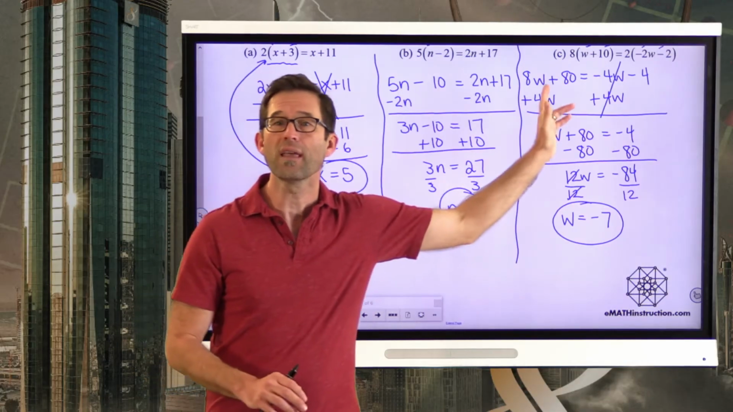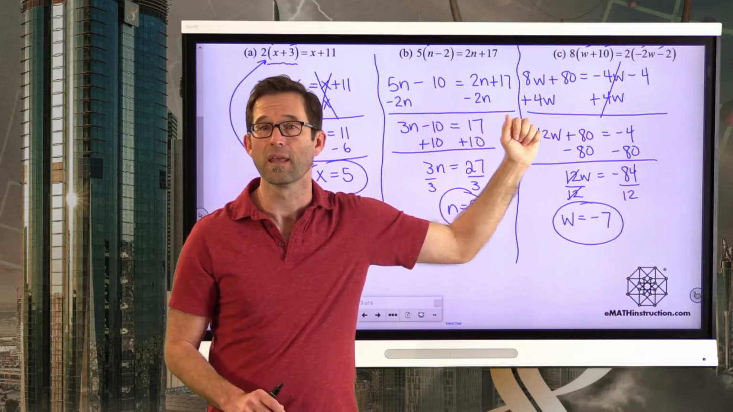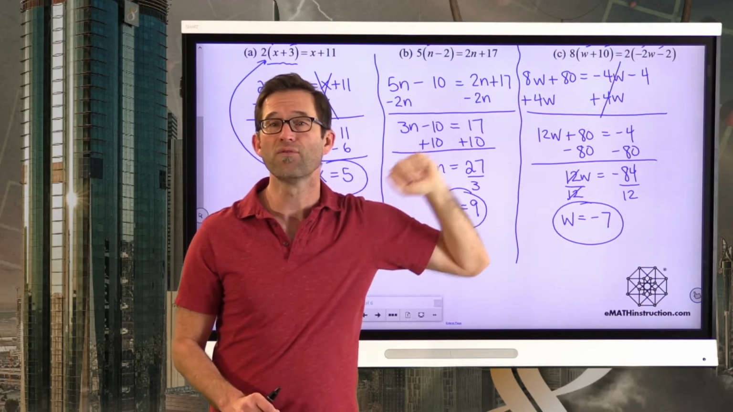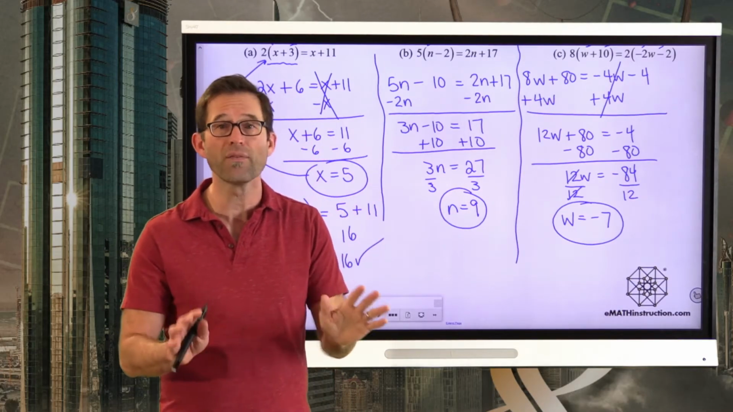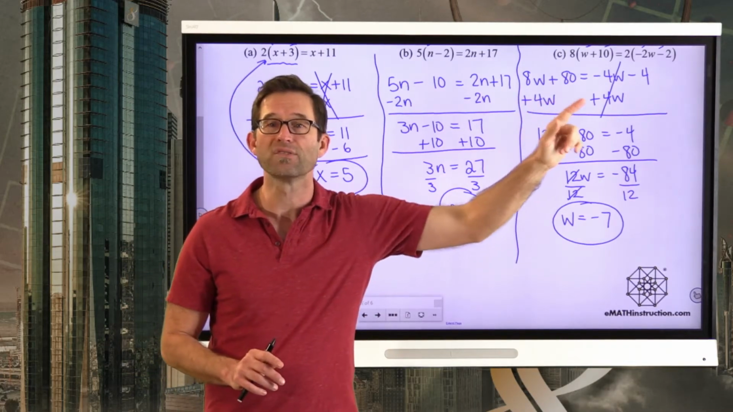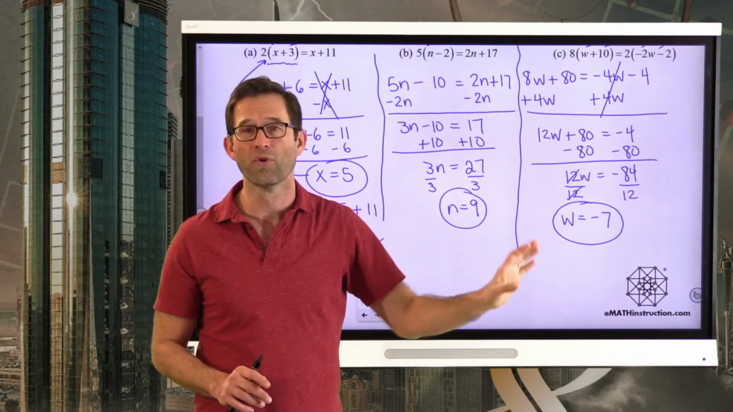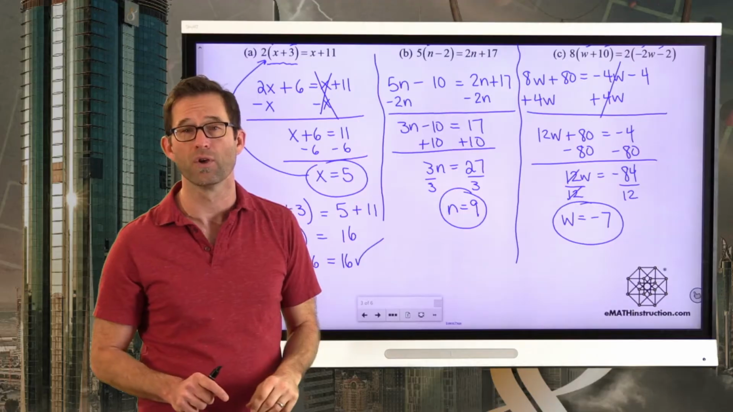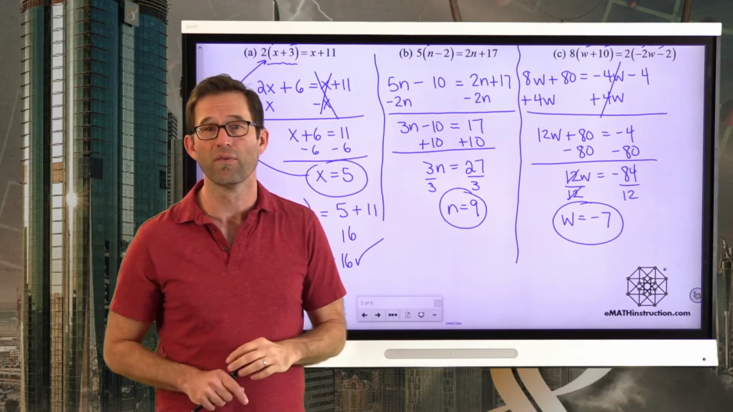I'm just taking 8 times w plus 10 and rewriting it as 8w plus 80. I'm rewriting 2 times negative 2w minus 2 as negative 4w minus 4. But I'm not solving an equation until I start to use the properties of equality by adding, subtracting, multiplying, and dividing both sides of the equation by something. Everything else is just manipulating to get equivalent expressions.